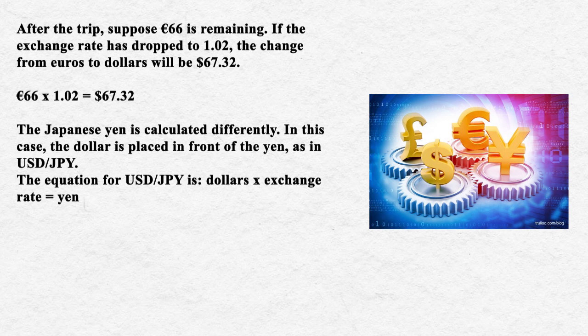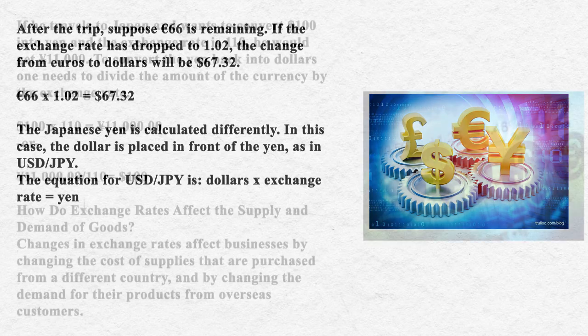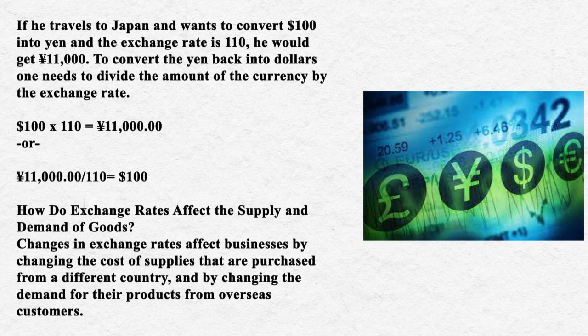The Japanese yen is calculated differently. In this case, the dollar is placed in front of the yen as in USDJPY. The equation for USDJPY is dollars multiplied by exchange rate equals yen. If he travels to Japan and wants to convert $100 into yen and the exchange rate is 110, he would get 11,000 yen. To convert the yen back into dollars, one needs to divide the amount of the currency by the exchange rate.